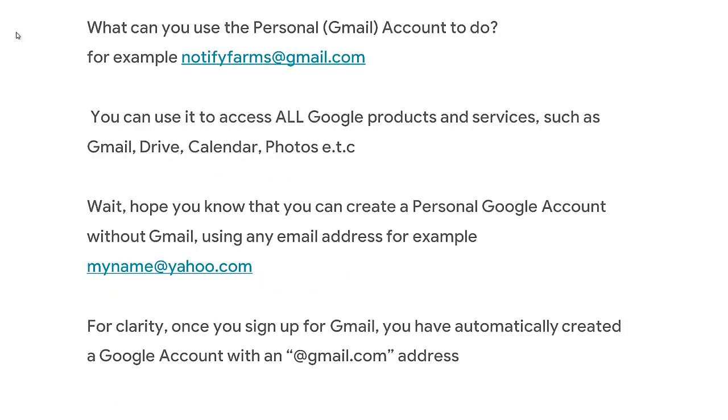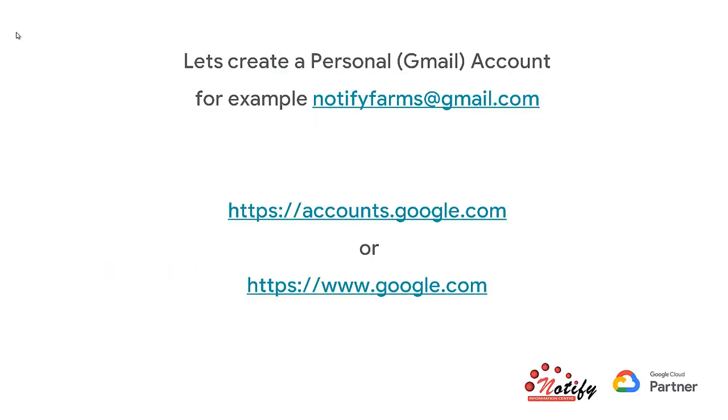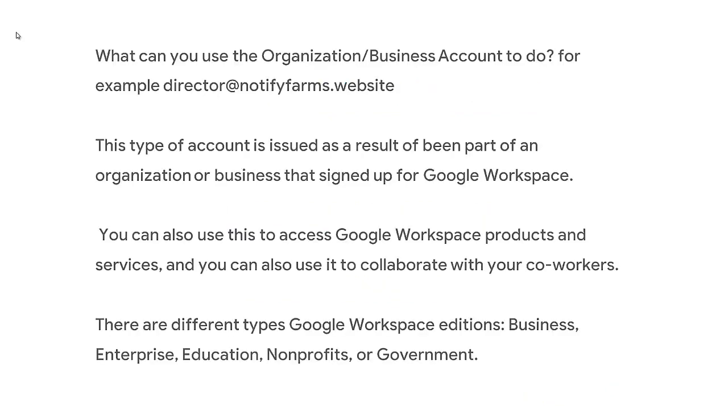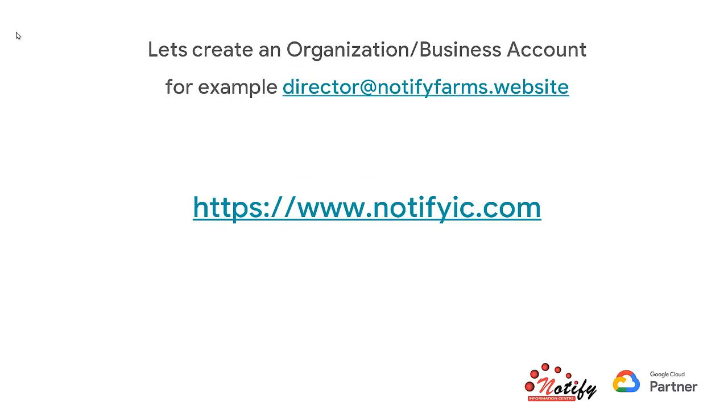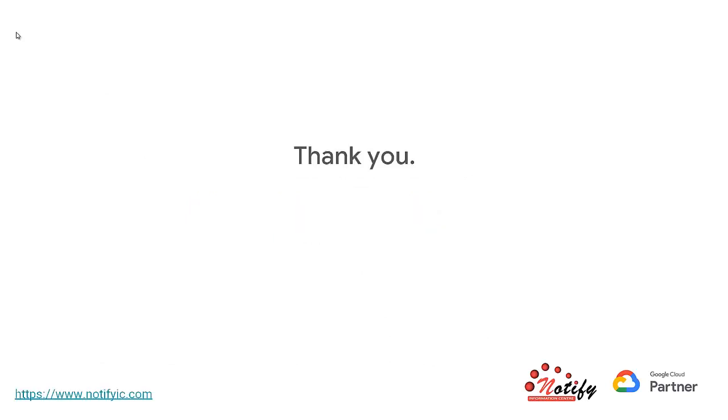Then we also explained what you can use it for, what you can use it to access, the benefits, and how to get to the page where you create your Gmail and your free email, and also the organization and business account, and how you can use it to collaborate with your co-workers. We also talked about the different types of Google Workspace editions: business, enterprise, education, which are within our privilege, and of course we don't have the privilege for nonprofits and government. And of course how we created it. I think this is where we stopped.